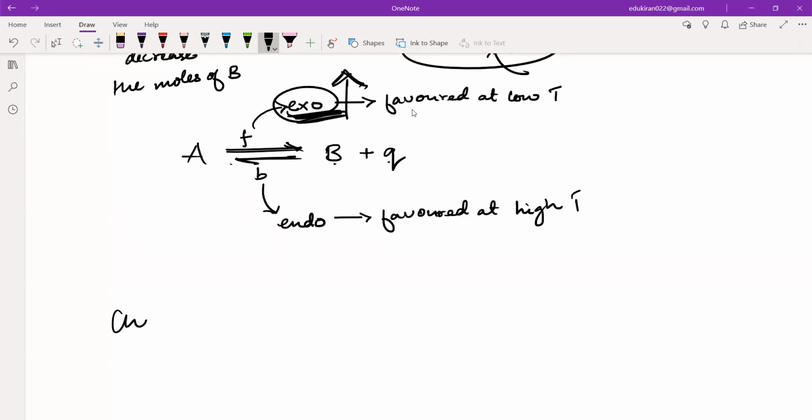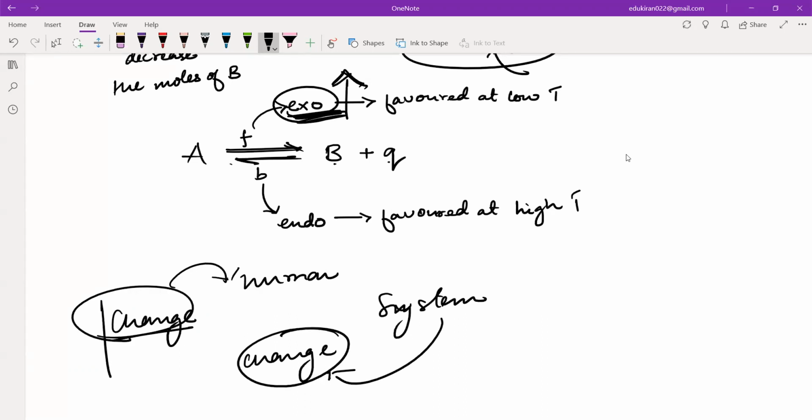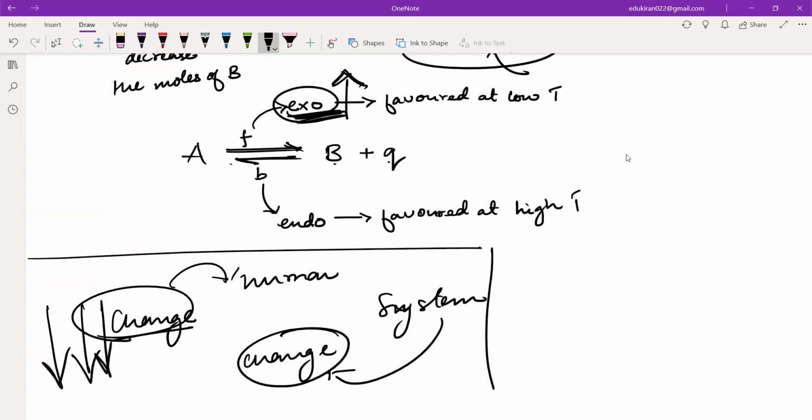And the basic idea that we said is that whatever change the human is giving, the system also gives some changes. And that change is what? It is only present to minimize the change that was given by the humans. And this concept that we just understood was first given by Le Chatelier.